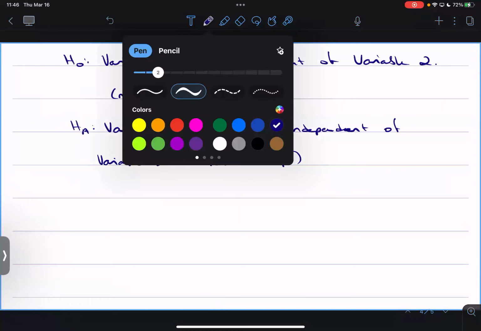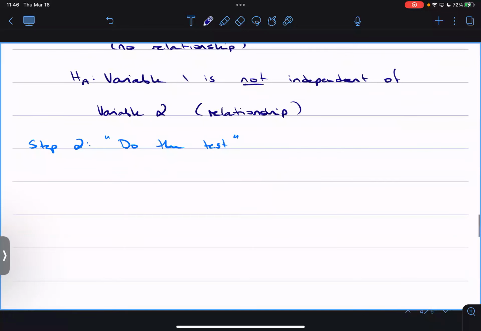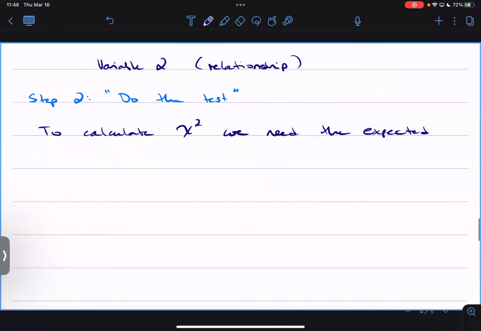So then we've got our null and alternative hypotheses. Step 2, do the test. To do the test, we first need to find the expected values. To calculate chi-squared, we need the expected counts for each cell, just like we did before.